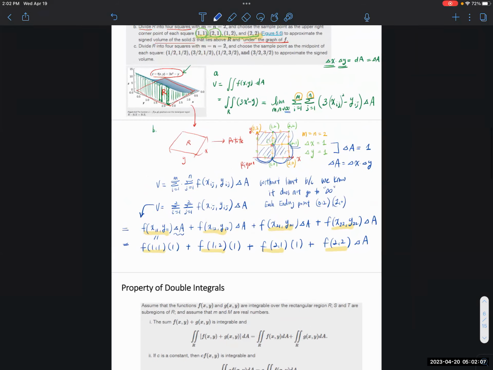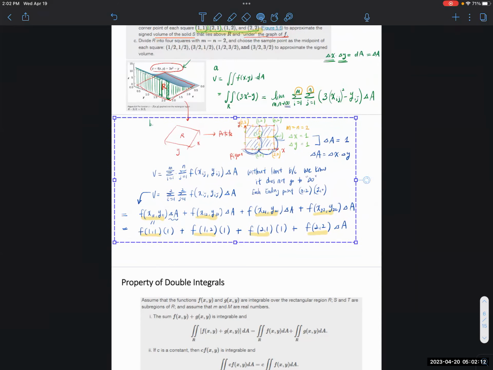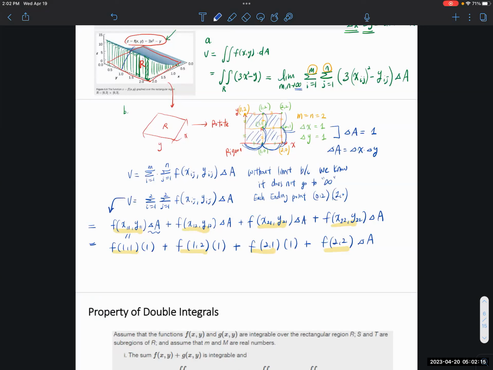So we have a given function. I'm going to minimize a little bit. Sorry, guys. So we have a given function right there: f(x, y) is 3x squared minus y. So you're going to plug in 1, 1. And what is it? It is going to be 3 minus 1, which is a 2, times 1. And then if you plug in 1 and 2, 1 goes to x, 2 goes to y. So 3 minus 2, that is going to be 1. So we're going to get 1 times 1.